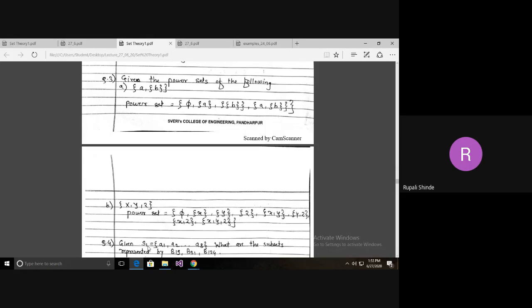Next question: given set S1, it is containing elements from A1 to A8. Then what are the subsets represented by B19, B31, and B124? So these kinds of problems we have seen earlier. So first of all, tell me how we can find out the subset for these elements. B19, so what is the procedure we have seen?